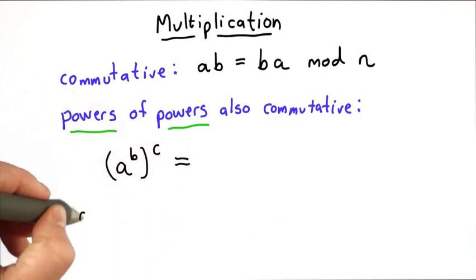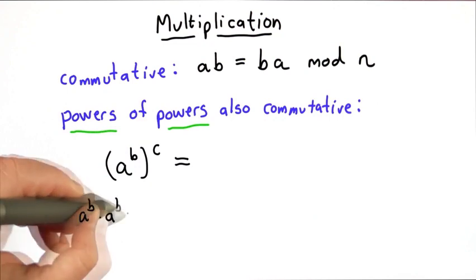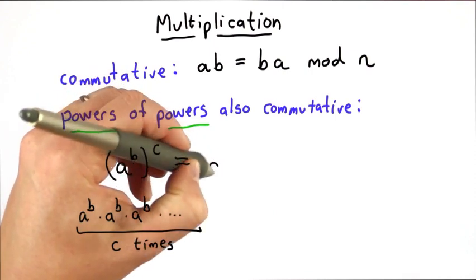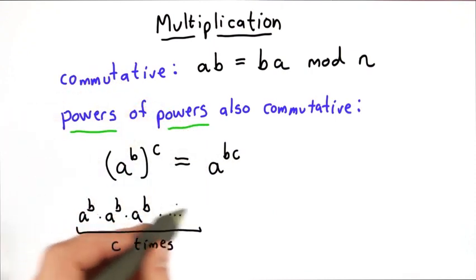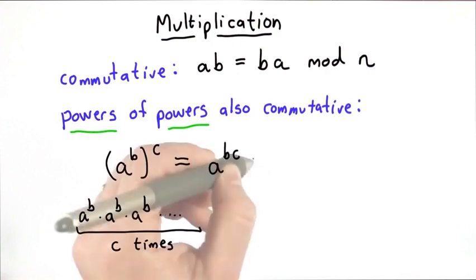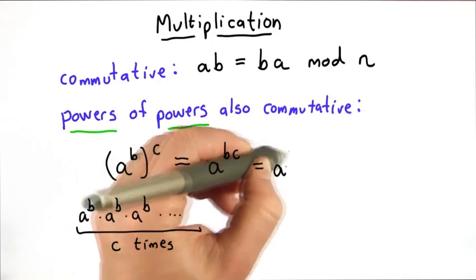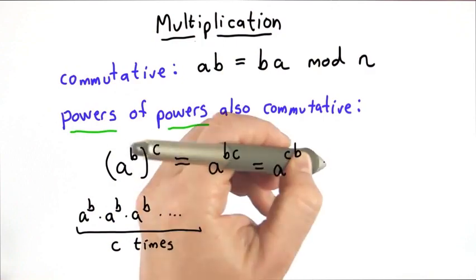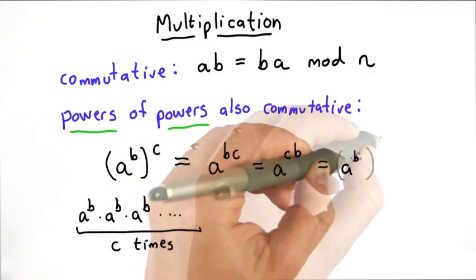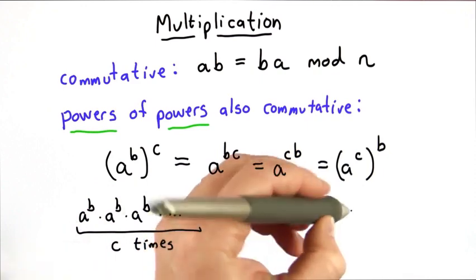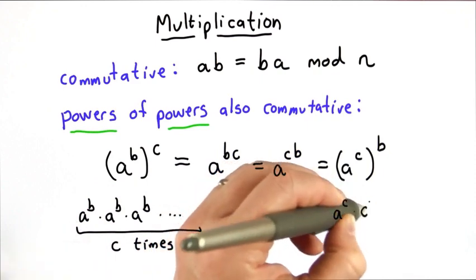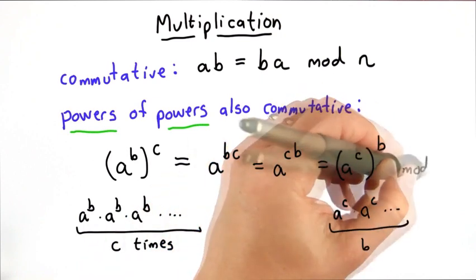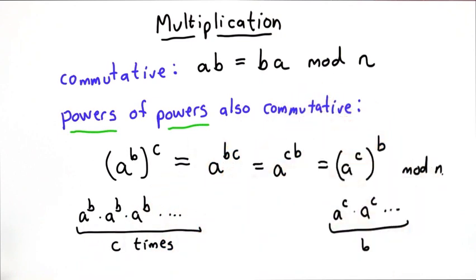Well, that's equivalent to a to the b times a to the b times a to the b, c times, which is equivalent to a to the b times c. We're just adding powers when we multiply here, which is also equivalent to a to the c times b. We know that from the commutative property of multiplication, which is also equivalent to a to the c to the b. Using the same property here, a to the c, b times. These things are all equivalent, and they're also equivalent with modular multiplication as well.